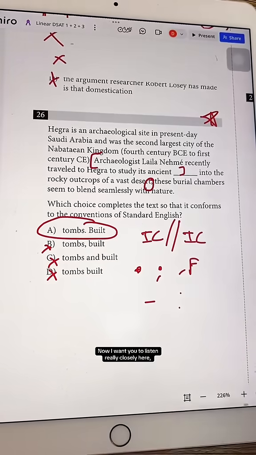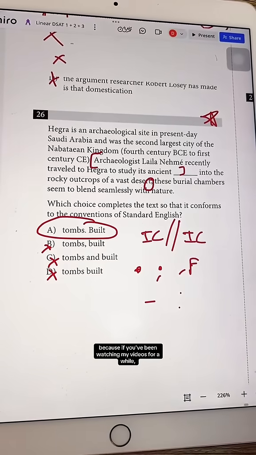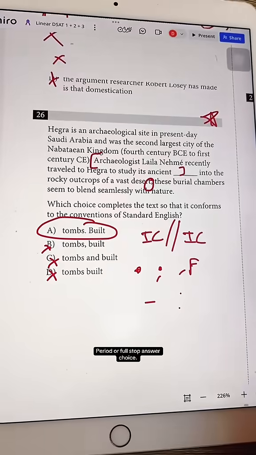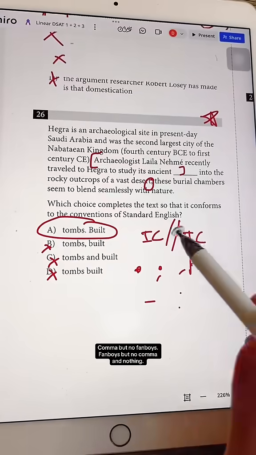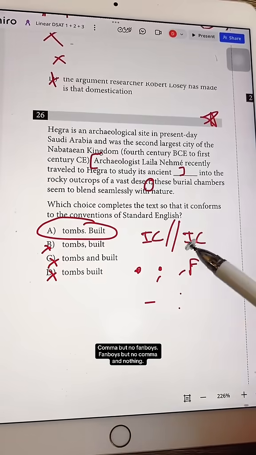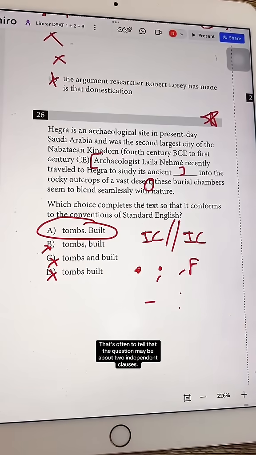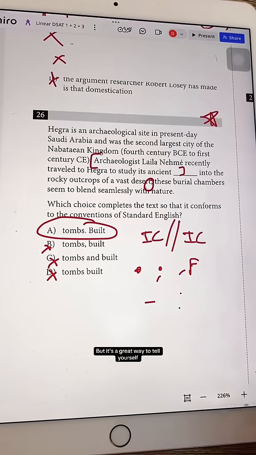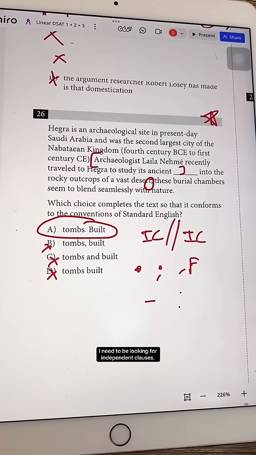Now, I want you to listen really closely here, because if you've been watching my videos for a while, you've probably recognized a pattern. Period or full stop answer choice, comma but no fanboys, fanboys but no comma, and nothing. That's often a tell that the question may be about two independent clauses. It won't always work. In fact, it's not even 90% accurate, but it's a great way to tell yourself, I need to be looking for independent clauses.